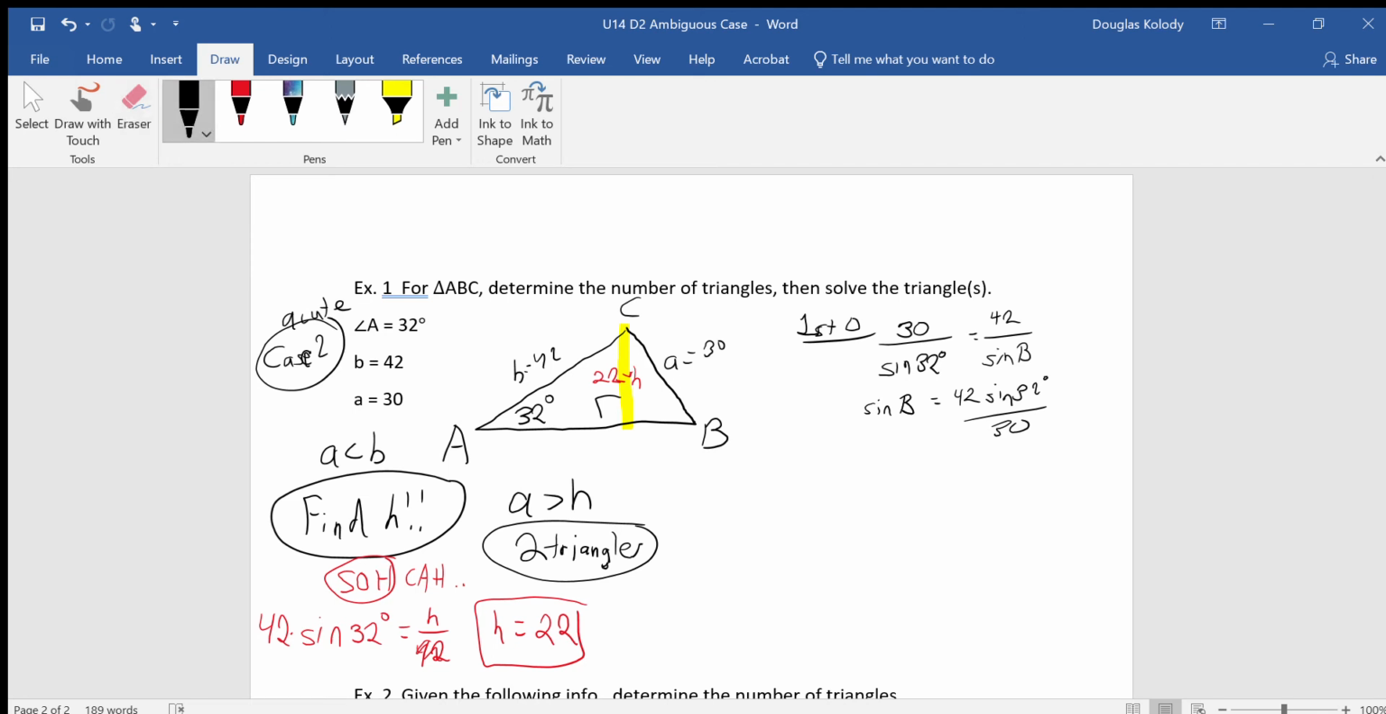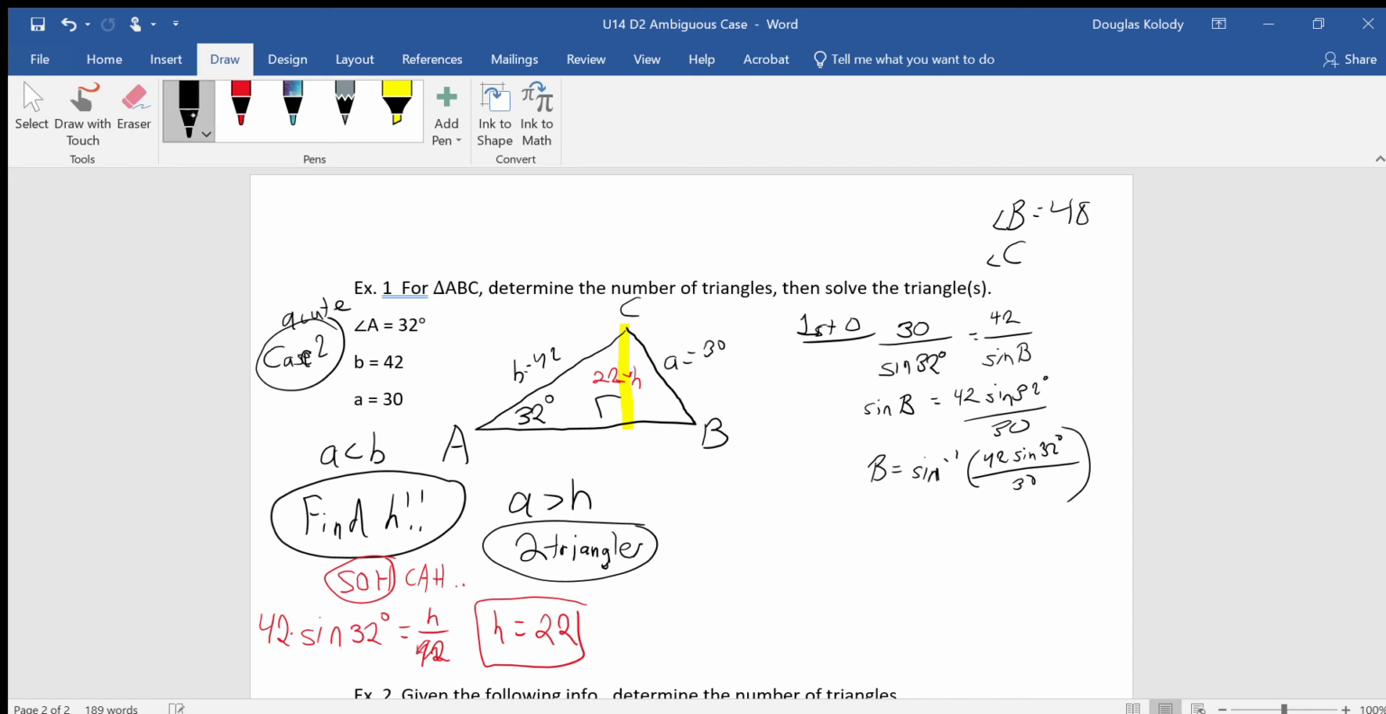Great. Now I'm here. So how do I find out B? I take the inverse sine on both sides. So B is going to be the arc sine or the inverse sine. So angle B is the arc sine of this whole thing right here. Whew. All right. So angle B, let me write it up here. Angle B, once I plug that in, equals 48 degrees.